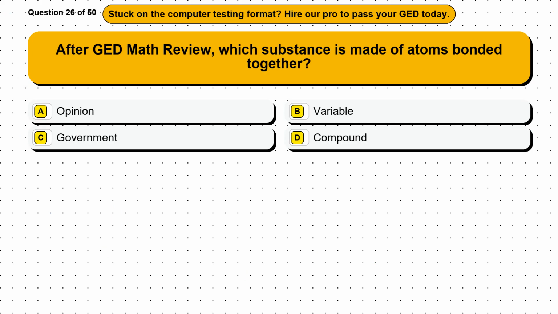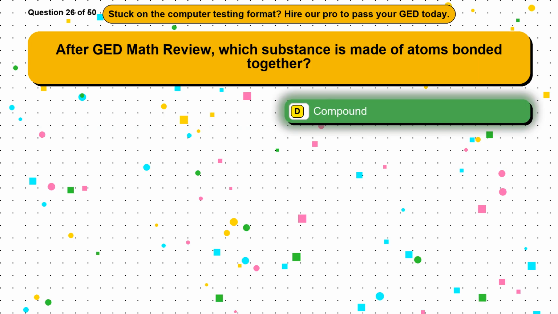Question 26. After GED Math review, which substance is made of atoms bonded together? Option A, opinion. Option B, variable. Option C, government. Option D, compound. The correct answer is option D.